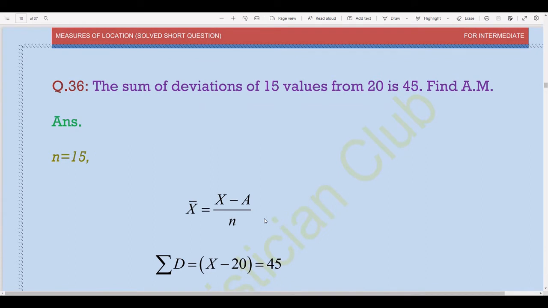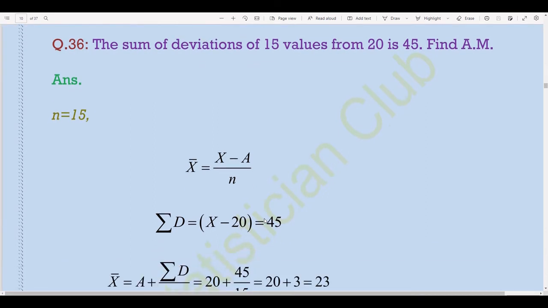The sum of deviation of 15 values from 20 is 45. Find the arithmetic mean. The sum of deviation of 15 values from 20 is 45.